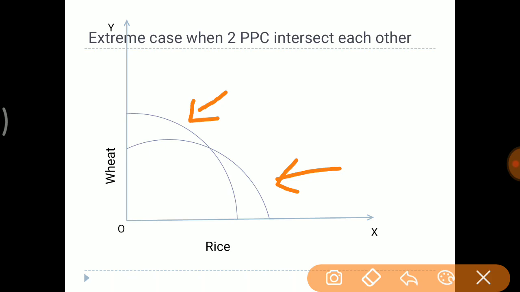Another situation can be that inefficient technology is being used for wheat and efficient technology is being used for rice. This has led to an increase in the production of rice and a decrease in the production of wheat. This is one of the extreme cases where the two PPCs intersect each other.